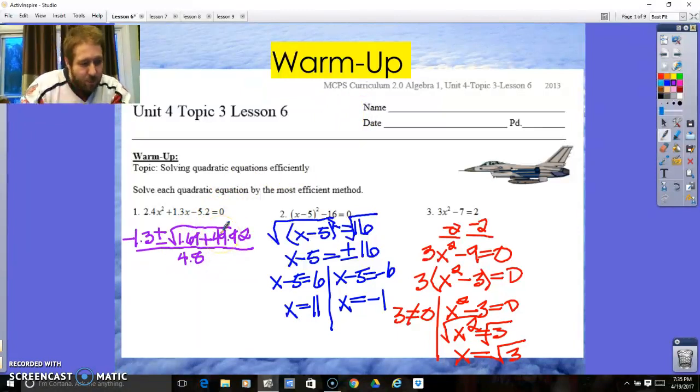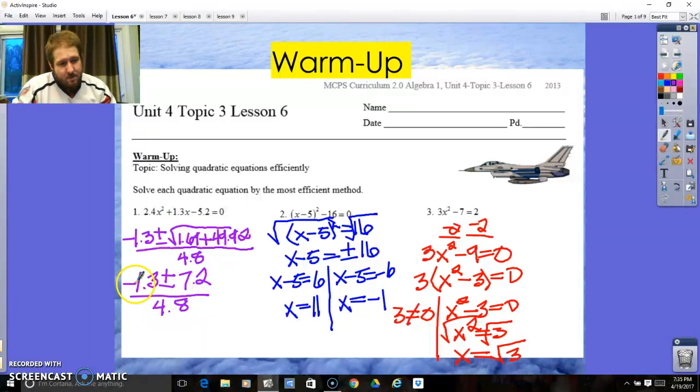Now, the square root of 51.61, my phone doesn't have, so I wonder if I could do this a different way. What is the square root of 51 and 61/100ths? Nah, it got the wrong number. So let's see, it's going to be slightly higher than 7. I believe the answer was 7.2 if I'm not mistaken. I'm just going to trust with that. So negative 1.3 plus or minus 7.2, give or take, divided by 4.8.